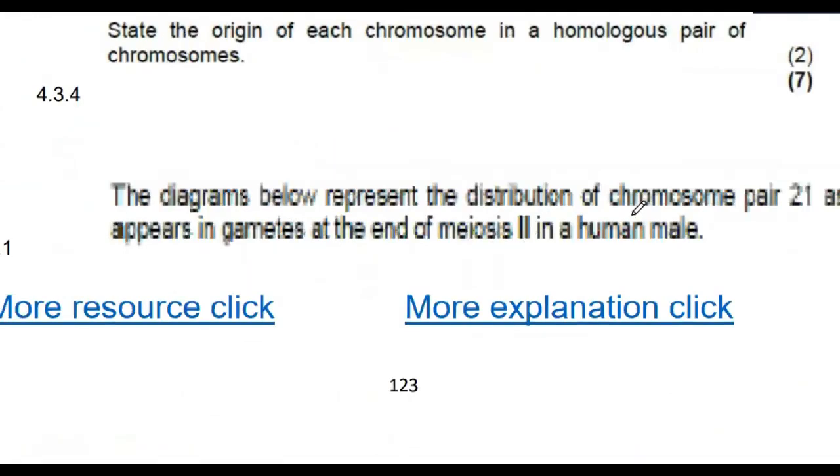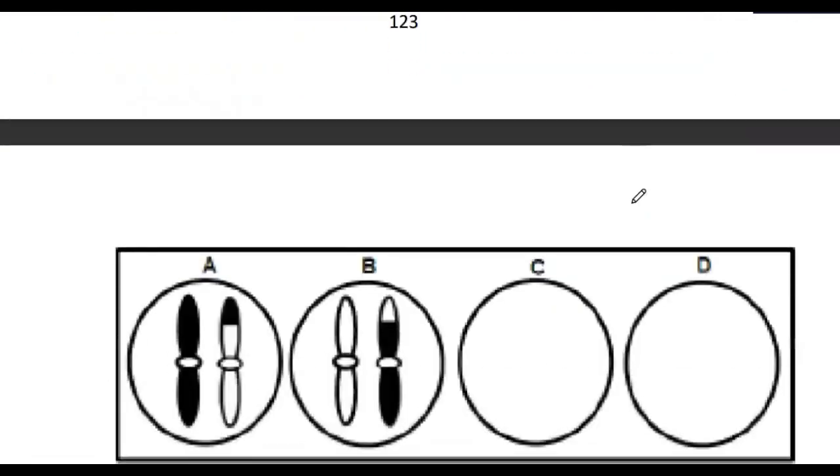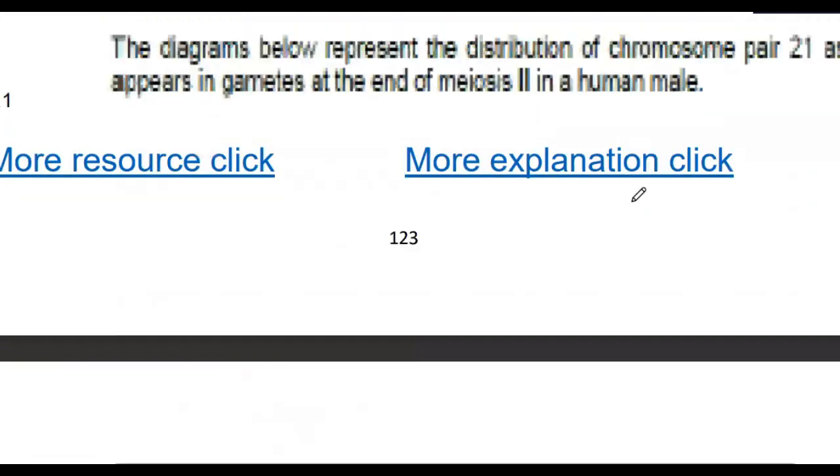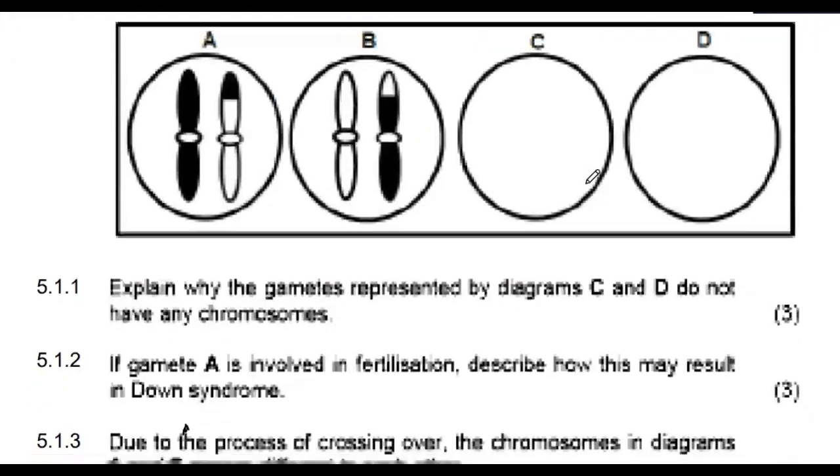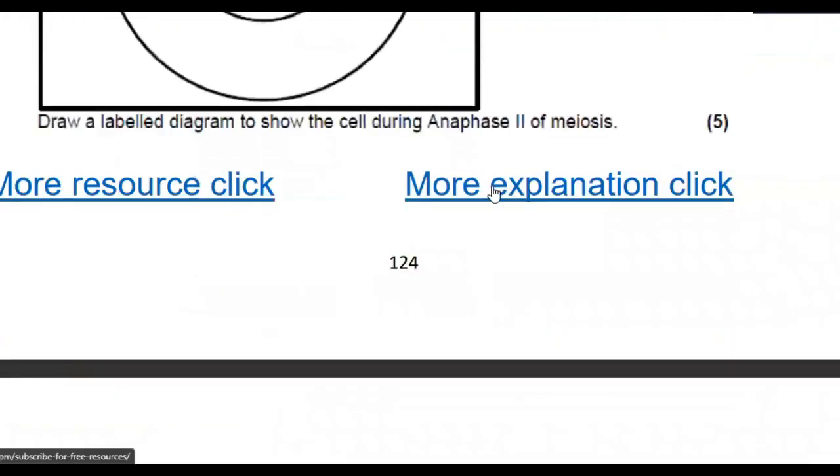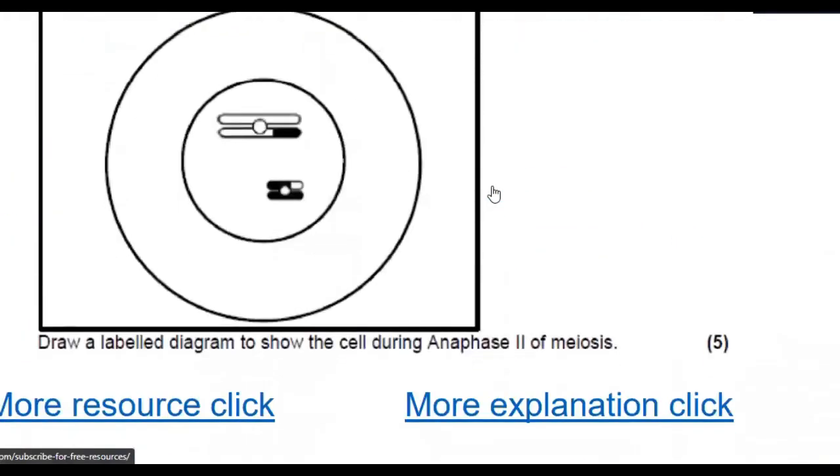Then they are saying that the diagram below represents the distribution of chromosome 21 as it appears in the gamete. So it's the same thing, guys. You'll always find almost the same diagrams, the same structures. Now draw a diagram to show the cell during anaphase 2 of meiosis.